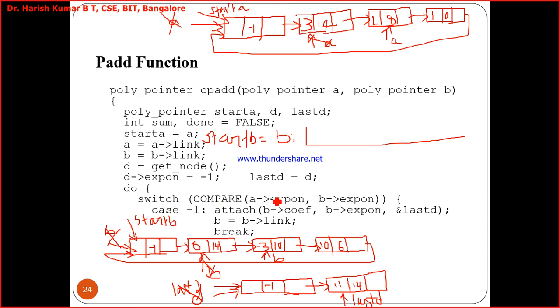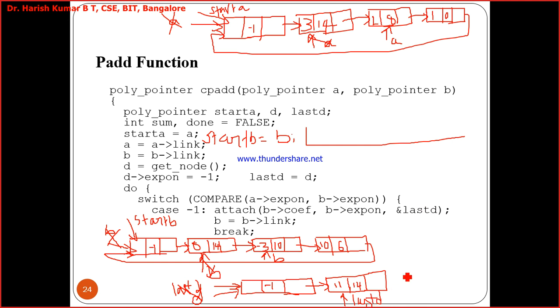Again compare A arrow exponent with B arrow exponent. So A arrow exponent is how much now? 8, and B arrow exponent is how much? 10. You're comparing 8 and 10. Since 8 is lesser than 10, compare should return you -1. In case -1 it comes here, and then attach. What is it that you are attaching? B's coefficient, B's exponent to last D.